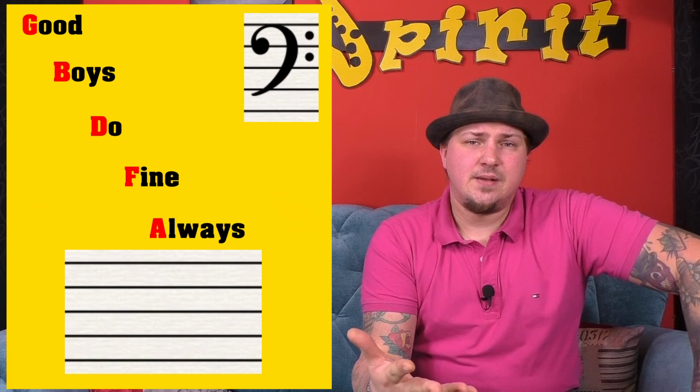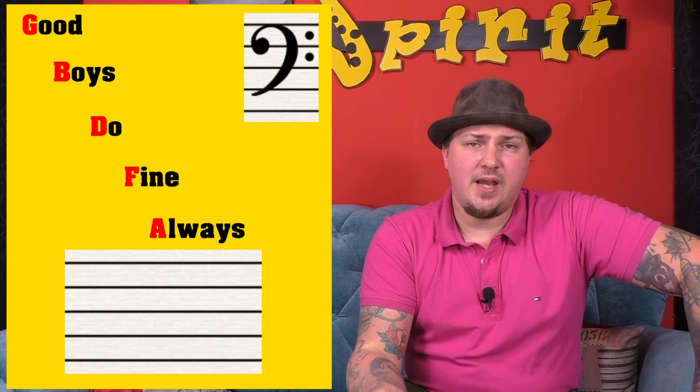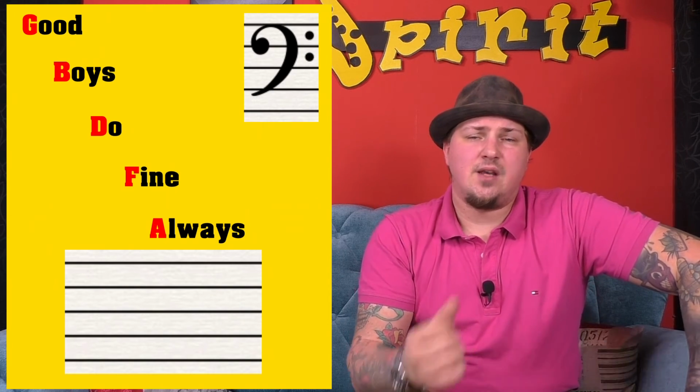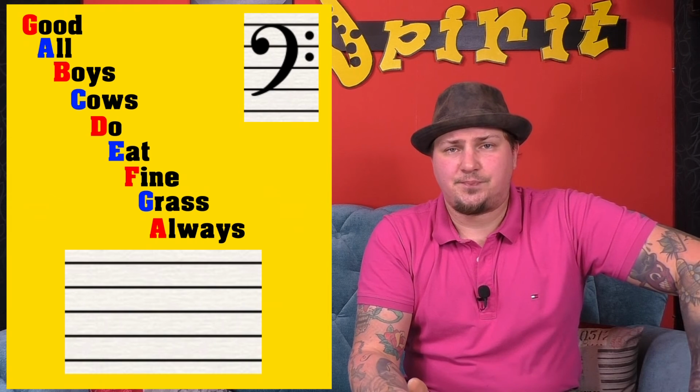It is called the F clef because the F line is between the two dots. So it's called the F clef. Here are a couple of mnemonics. Good boys do fine always. It's for the lines, and for the spaces between the lines, it's all cows eat grass.